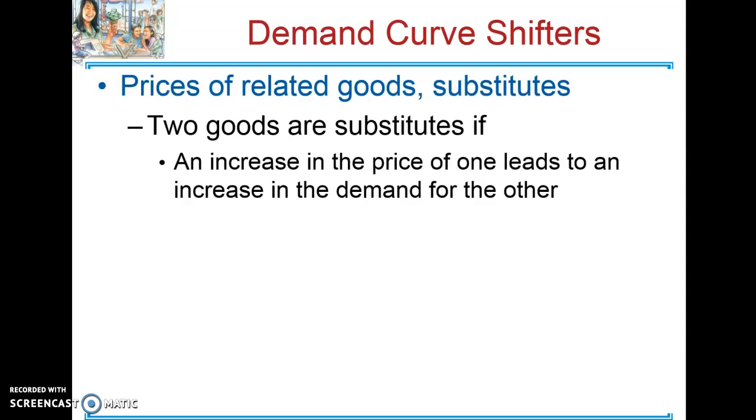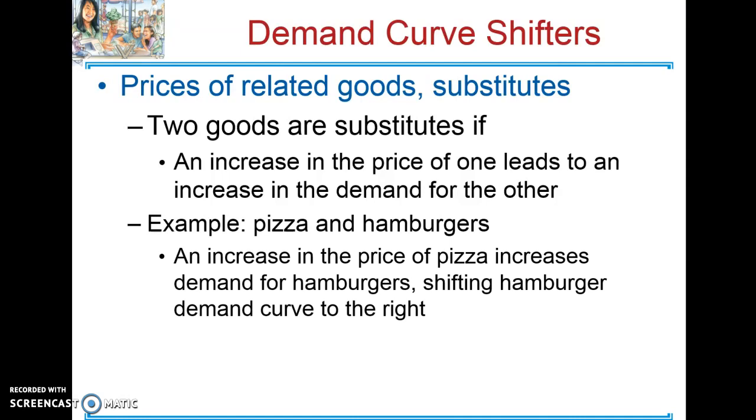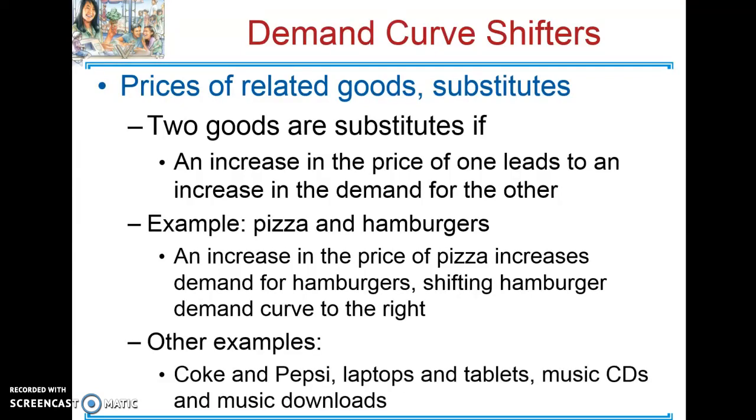The price of related goods, or substitutes. Two goods are substitutes if an increase in the price of one leads to an increase in the demand for the other. Pizza and hamburgers, for example. If there's an increase in the price of pizza, this would increase the demand for hamburgers, shifting the hamburger demand curve to the right. Other examples might be Coke and Pepsi, laptops and tablets, music CDs and music downloads.